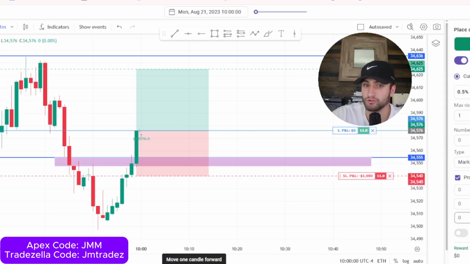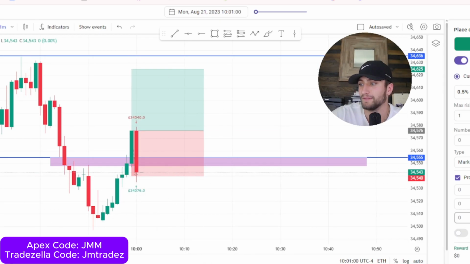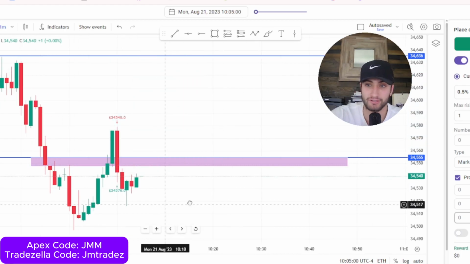Now we can play out this trade and see what happens. And we get stopped out in one candle. Okay, that's just how it goes sometimes. But that is the gist of what I am looking for.